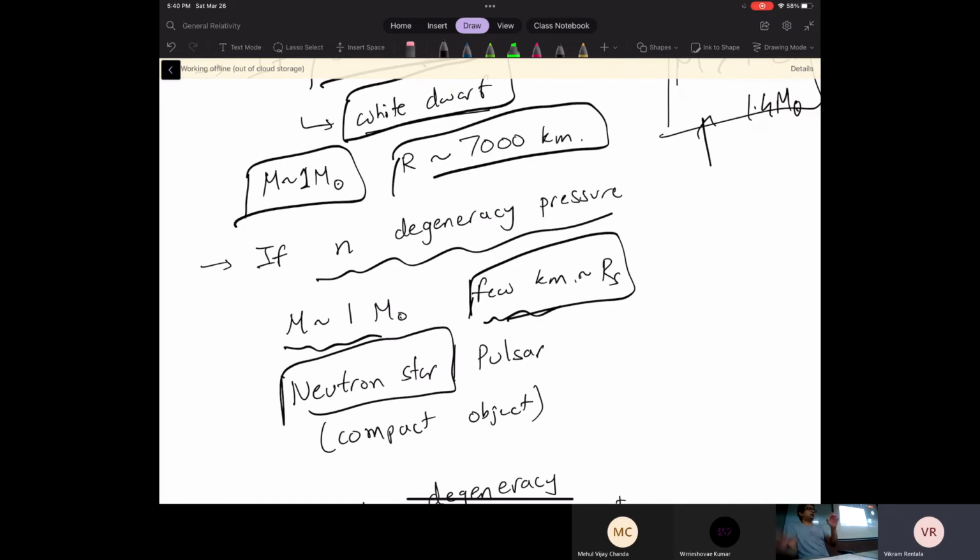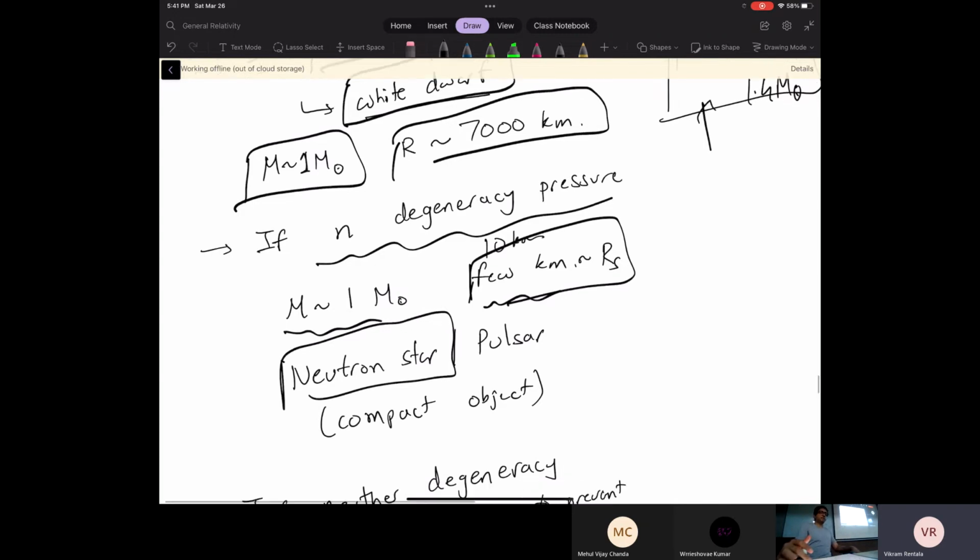A neutron star is ultra compact. The entire mass of the sun is compressed into something of the order of tens of kilometers, maybe 10 kilometers in radius. Still larger than 3 kilometers, but not much larger. So strong gravity effects are important.